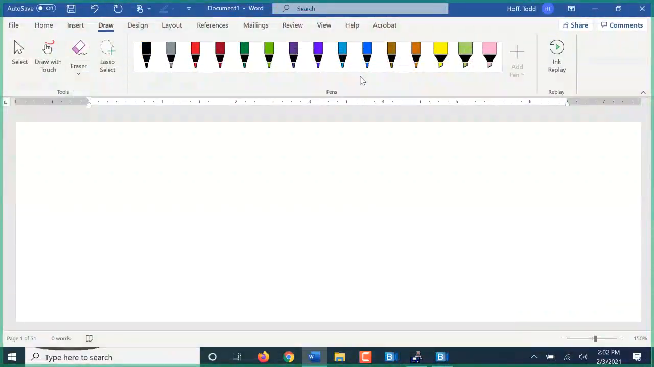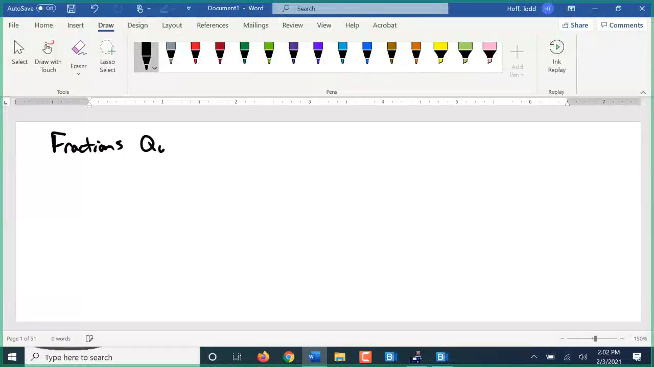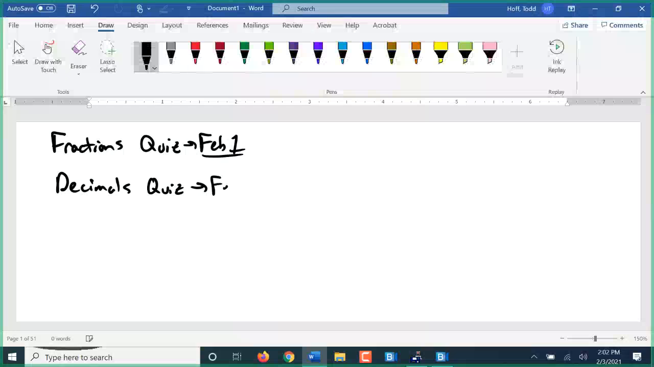Yes, done fractions and then done, posted under February 1st. Due yesterday. If you don't have that done, please get that turned in. Decimals quiz, February 5th, is posted today under February 1st.